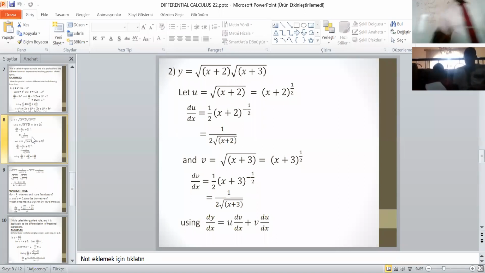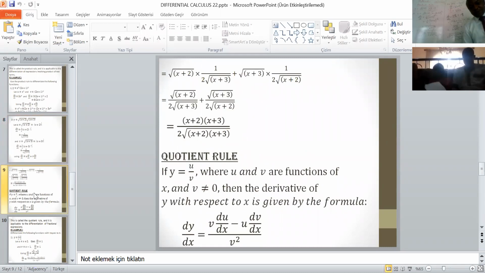Then, the last rule we want to check is what we call the quotient rule. Like I said earlier, all this you are going to copy later. You don't need to write the solution now. It will be given to you on YouTube. So the last rule we want to check is the quotient rule.